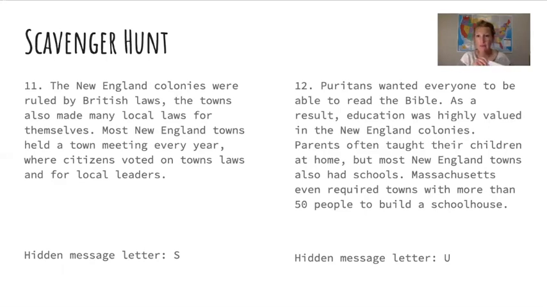Hope you're doing okay, filling in your blanks on your page and going back to your hidden message. Number 12. Puritans wanted everyone to be able to read the Bible. As a result, education was highly valued in the New England colonies. Parents often taught their children at home, but most New England towns also had schools. Massachusetts even required towns with more than 50 people to build a schoolhouse. Hidden message letter U.